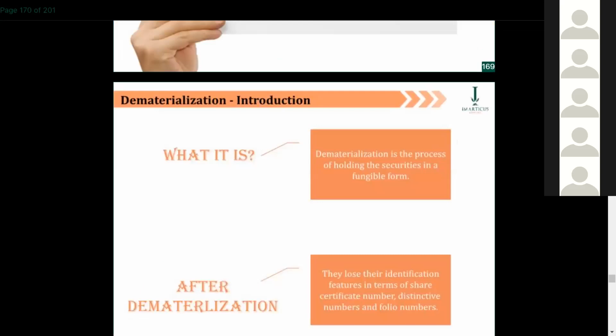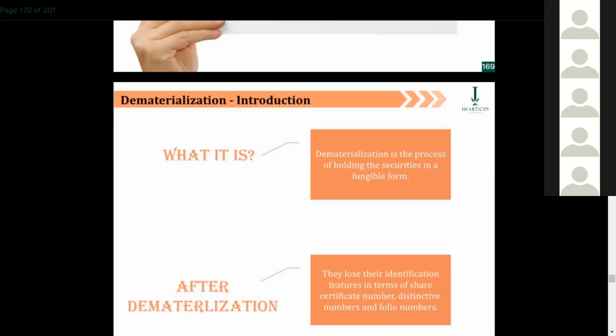So we have seen this dematerialization is a process of holding the security in fungible form. That means one security is same as the other security. So earlier when share certificate would be issued, the share certificate would have a number. Also, the shares would have distinctive numbers. So for example, a company has issued 100 shares and there are 5 shareholders. So I'm the first shareholder. For example, I would have shares from 1 to 20. Now another investor would have 20 to 25, so on and so forth.